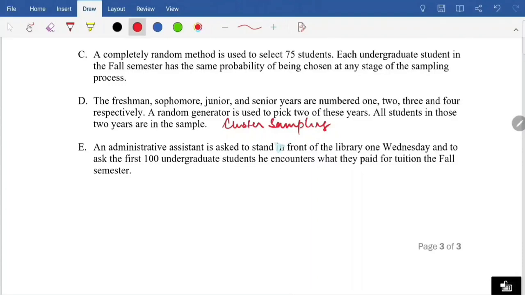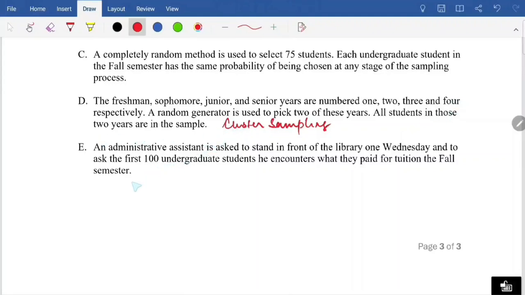The difference: stratified sampling is similar, but in stratified sampling, every year was represented. They drew 25 from each and every year. In cluster sampling, only 2 years are picked. Pick 2 of these years and then select every student in those 2 years.